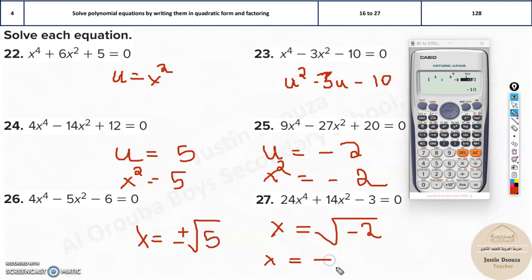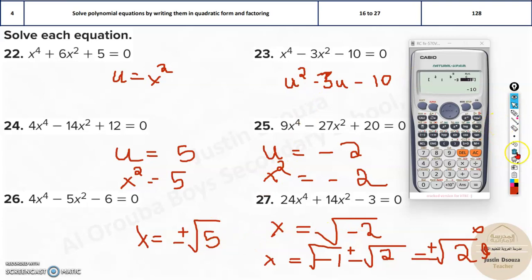So x is equal to the root of negative 2. So this will be plus or minus i root 2. So this would be the answer. The answers are 4 over here. You can see the answer over here. It's plus or minus root 5 and plus or minus i root 2.